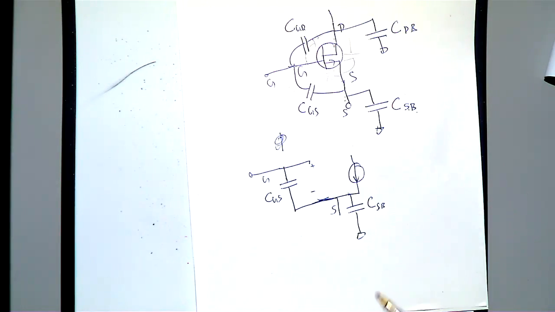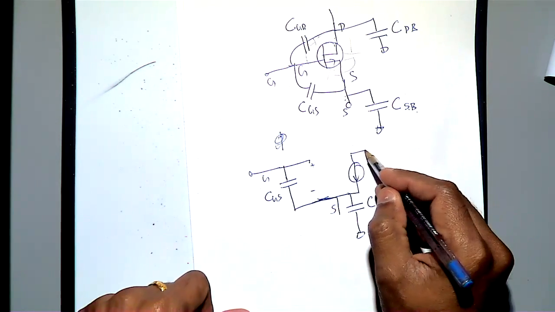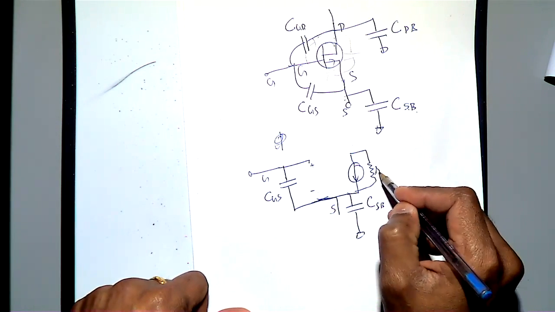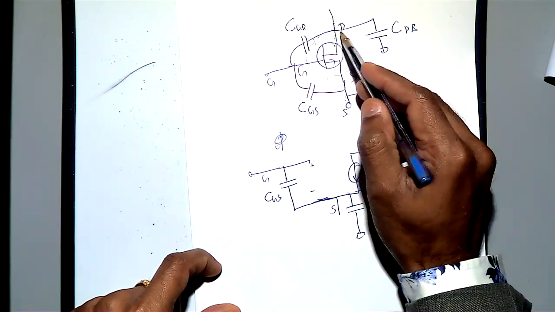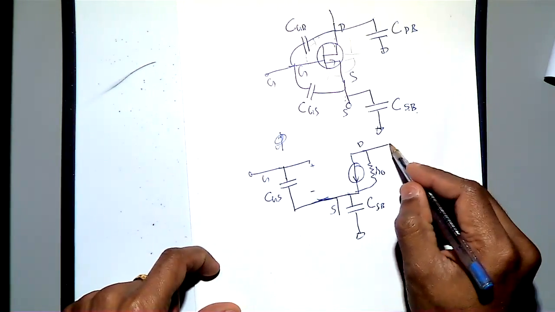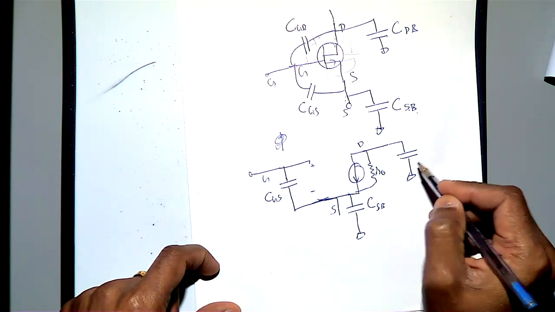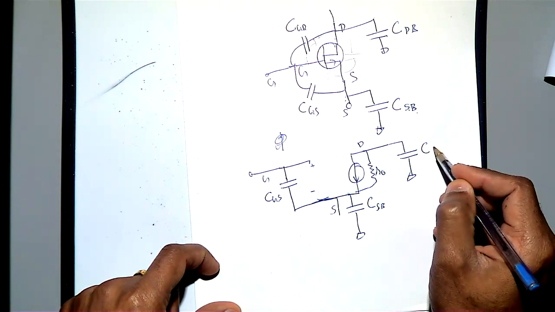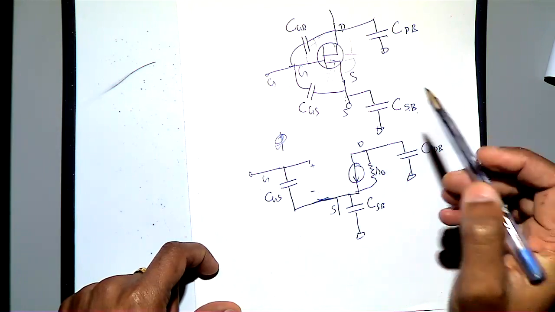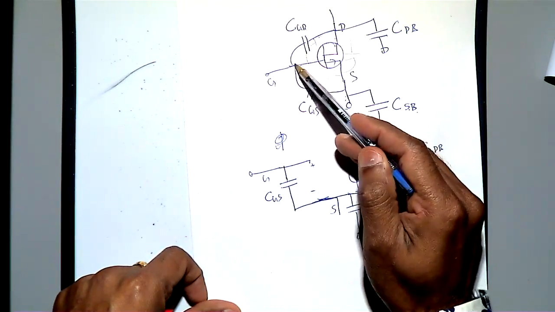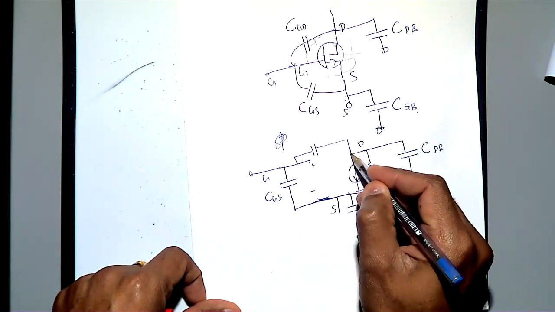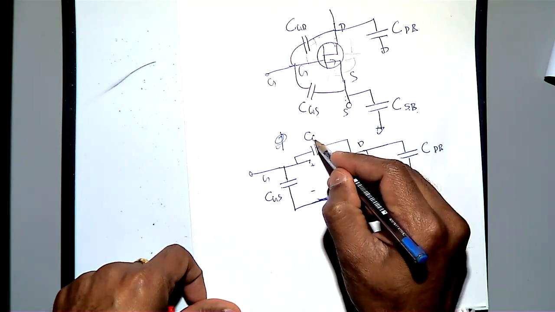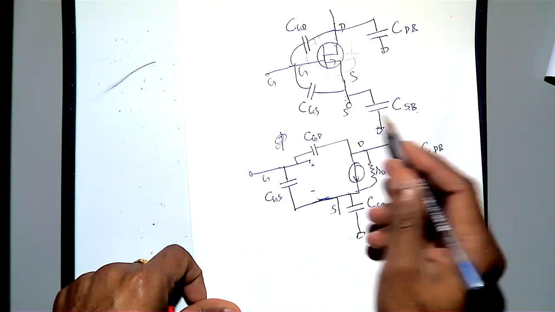Then what happens? Then you got RO. You have to take into account your channel length modulation. Then this is a drain. From the drain, you got another capacitor between the drain and the bulk, your substrate, CDB. Then you also got another capacitor between the drain and the gate, which is equal to CGD.